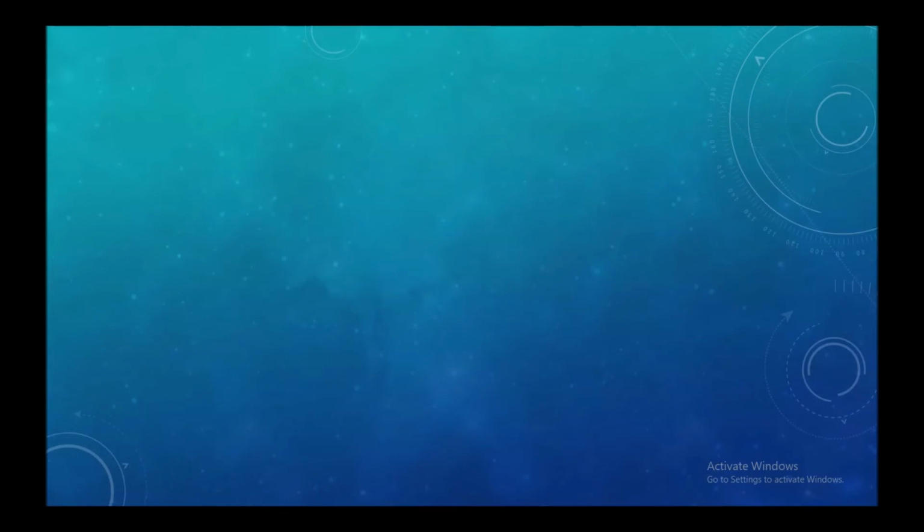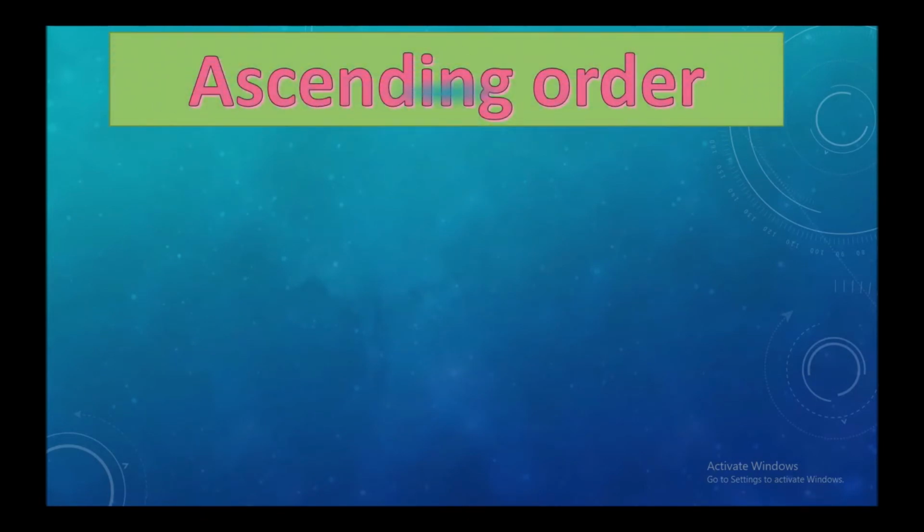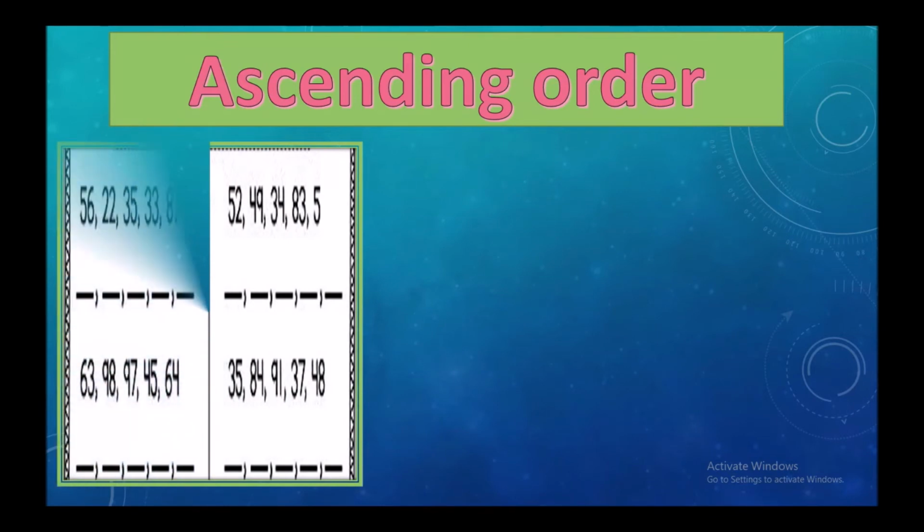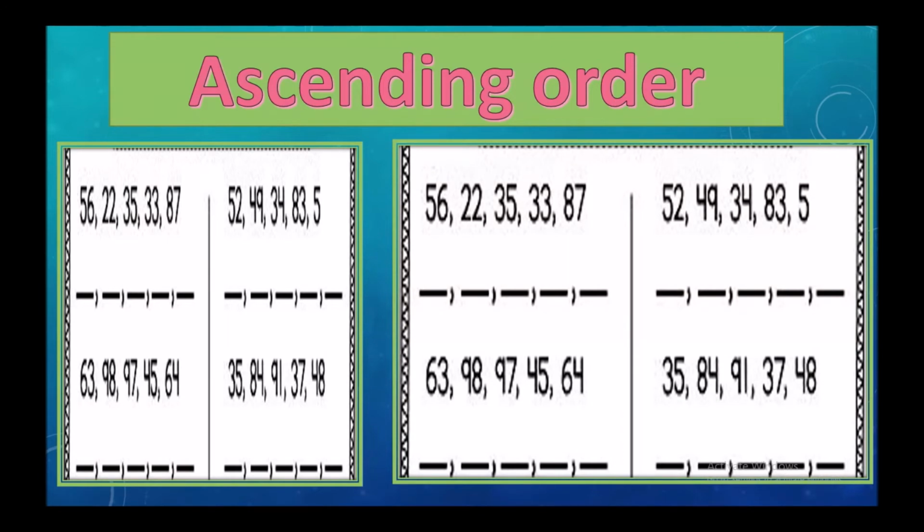Now we will see an exercise related to ascending order. First you can see 56, 22, 35, 33 and 87. So which number will come first? Ascending means smallest to largest. So first will come 22. Next 33. Next 35. Then 56. Last 87. So here you can see we have done from smallest to largest.